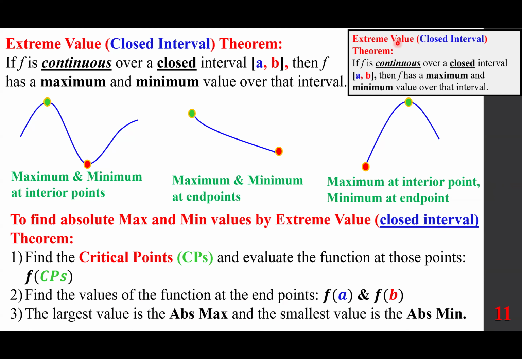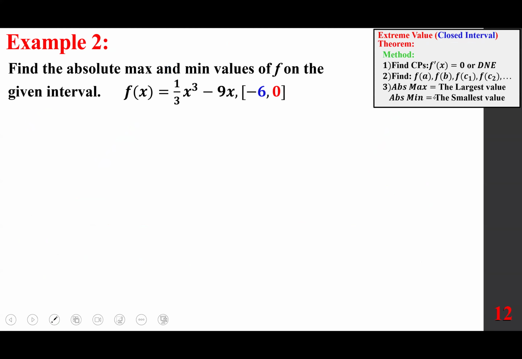So in short, the extreme value theorem, also known as the closed interval theorem, says if f is continuous over a closed interval of a to b, then f has a maximum and minimum value over that interval. Let's look at some examples. Find the absolute max and minimum values of the function f on the given interval. f of x is 1/3 x cubed minus 9x. The interval is -6 to 0.